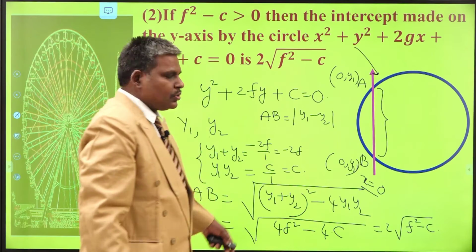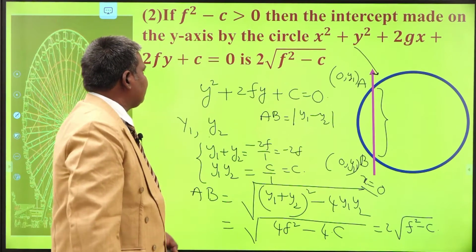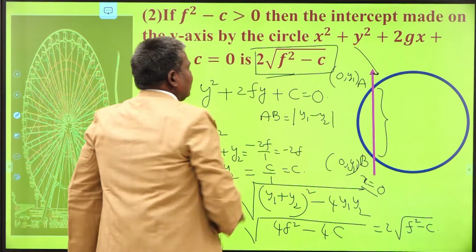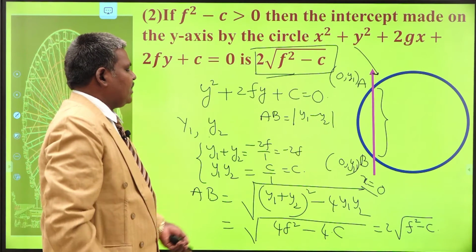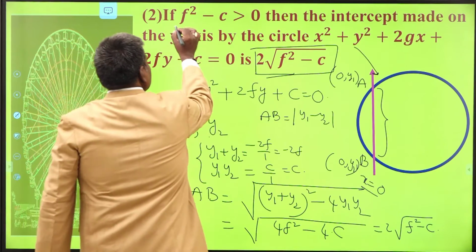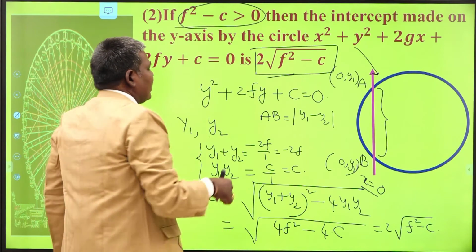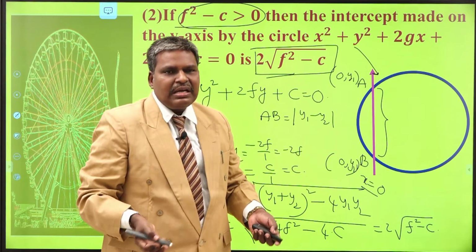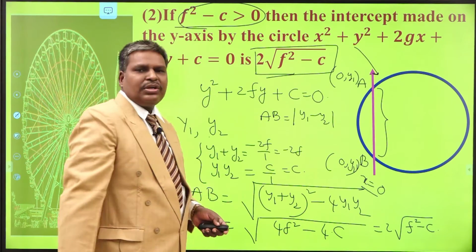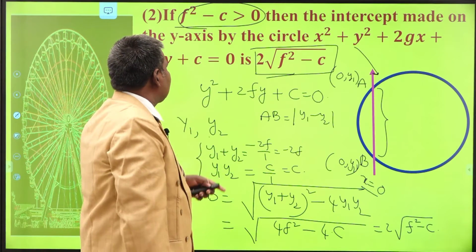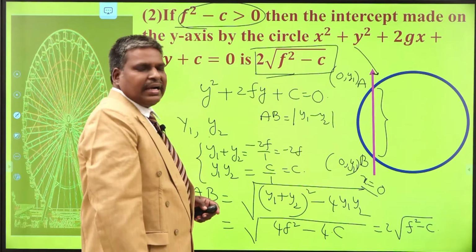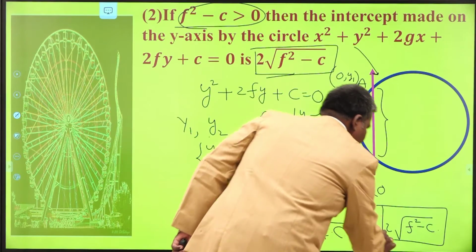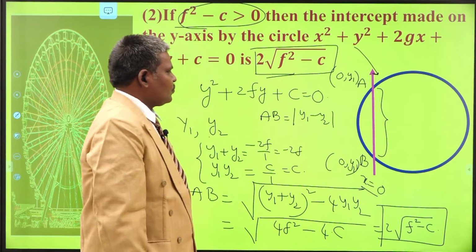Am I correct or not? So this is the way to find the length of the y-intercept as 2 into root of f square minus c. Here f square minus c is positive, otherwise your 2 points of intersection may be coincident or the line is completely outside the circle. That is why the condition f square minus c greater than 0 is given. At that time the length of the y-intercept is 2 into root of f square minus c.